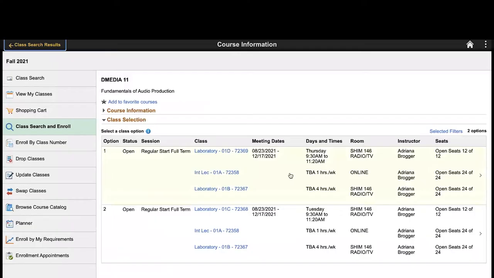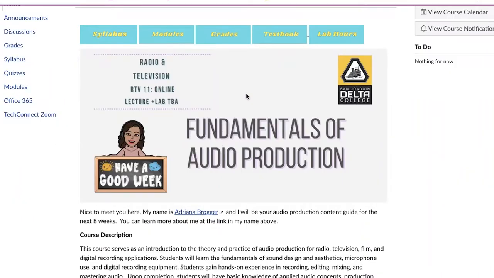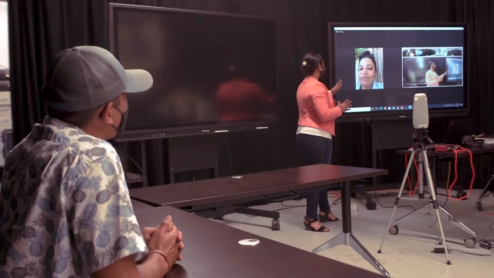When you register online, you will see two options. In each of those, there are three different sections. Yes, you will need them all. Number one will be the online classes using Canvas for distance learning. Number two will be the in-person lab time, and this is where the two options come up.